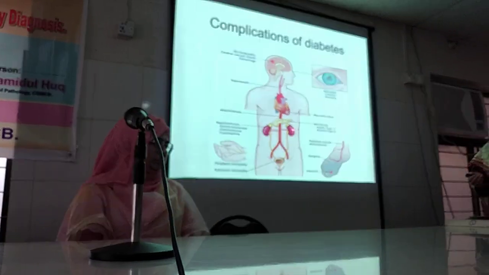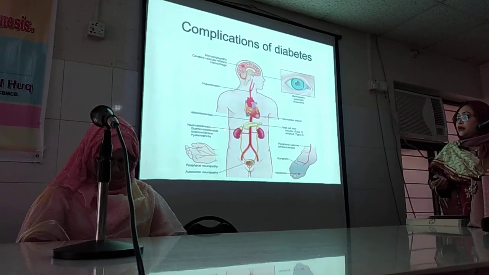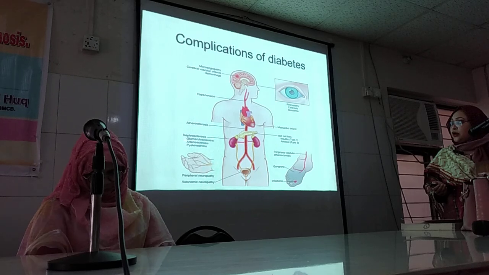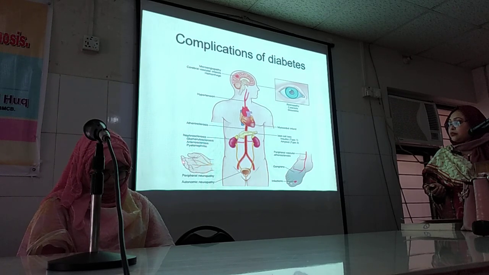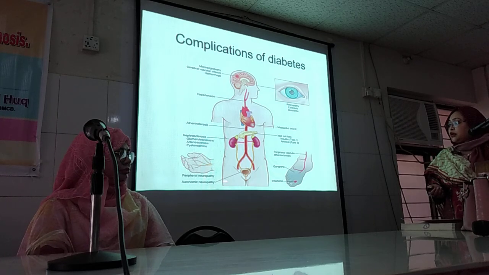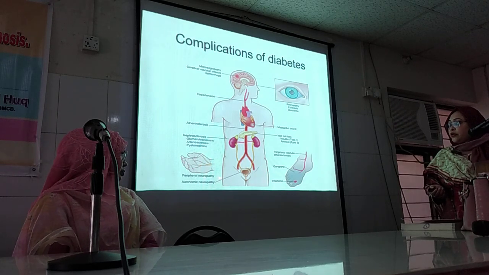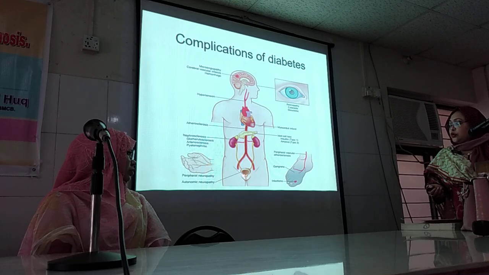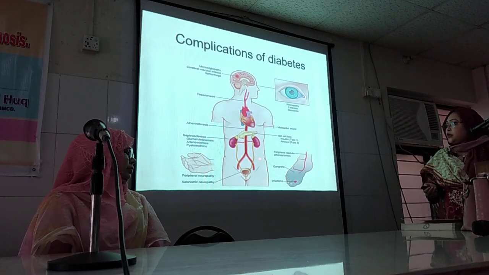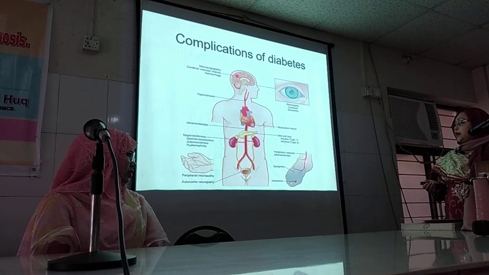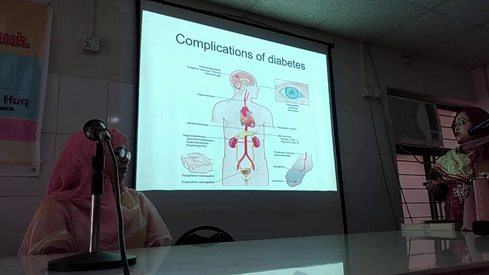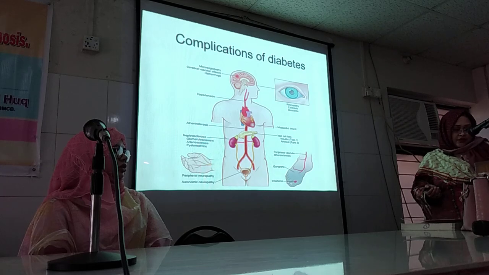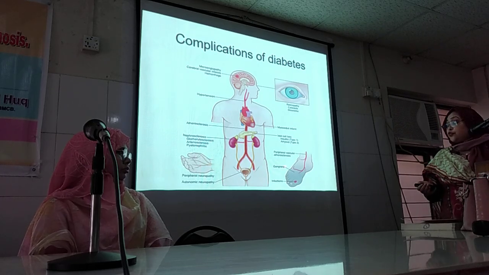Atherosclerosis in blood vessels. In the kidney, glomerulosclerosis, arteriosclerosis, pyelonephritis. In the hand and foot, peripheral neuropathy, autonomic neuropathy. In the lower limb, peripheral neuropathy and atherosclerosis occur, as a result gangrene, and lastly amputation of the foot may occur.